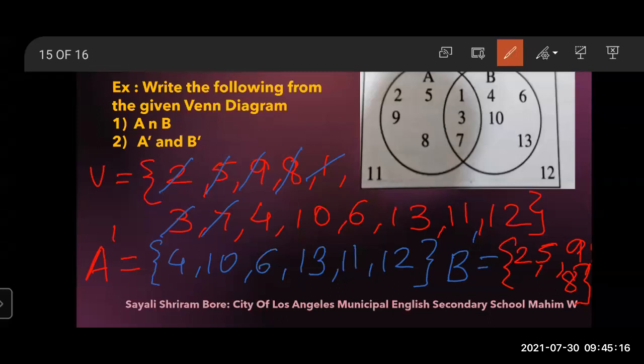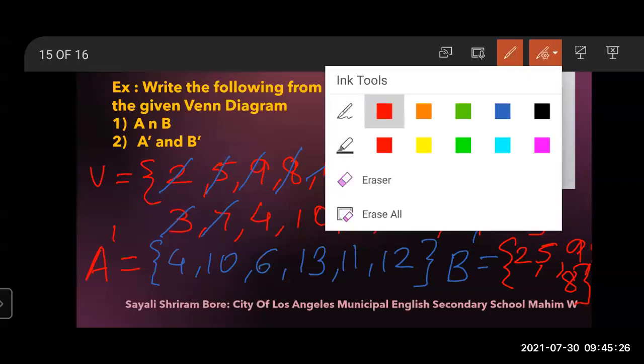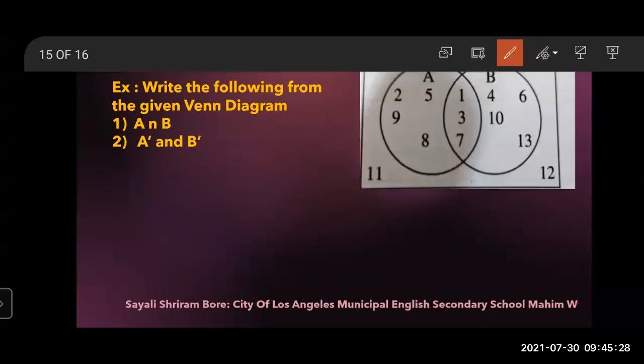Okay, so whenever you want to find out the complement, first write the universal set. Then the elements which are there in the smaller set are subtracted from the universal set, so that you will get the complement. Okay, now we have seen how to find the complement of set A and set B.